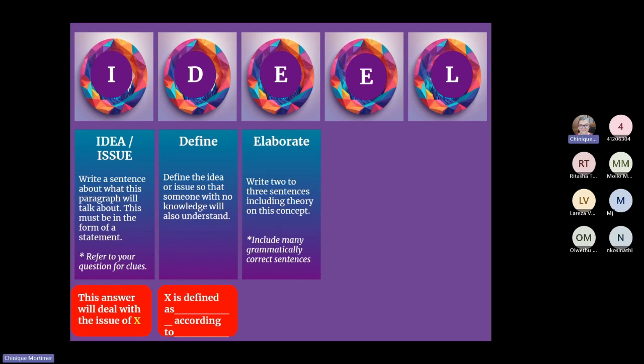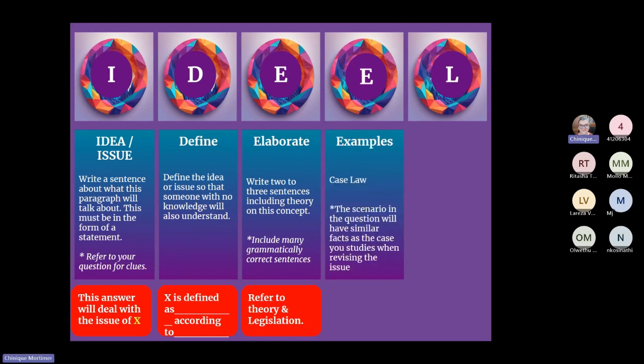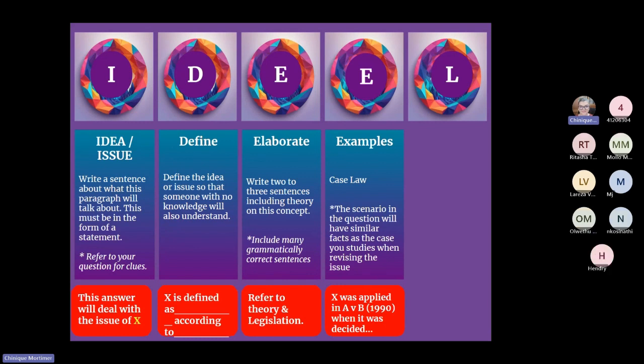This is going to be the bigger part of your essay, and this is where you have to write 2 or 3 sentences, including the theory on this concept. You are also going to refer to the legislation, right? And then you are going to give an example, and this is where you give your case law. Like I mentioned before, the scenario in your question will have similar facts as the case you studied when you revised this specific issue. So this sentence will start something like, legality of confession was applied in A versus B when it was decided that.